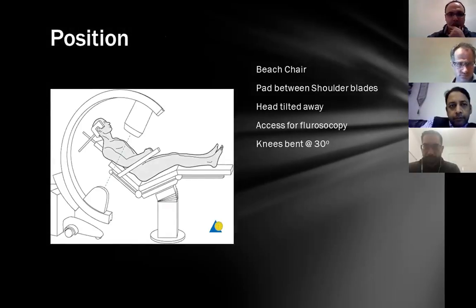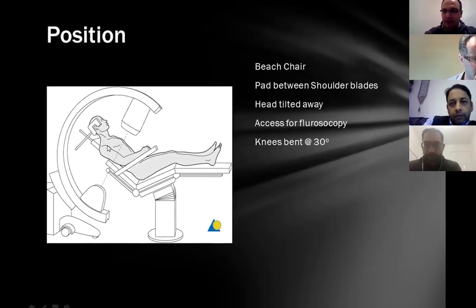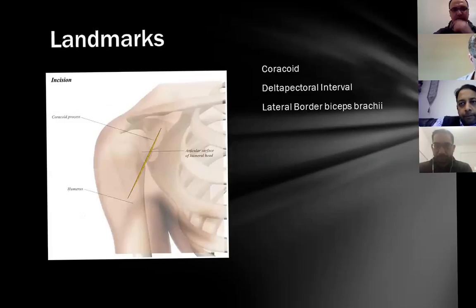So in terms of position, we have the classic beach chair position, as demonstrated here. Thank you to the AO, I've used some of their pictures. Pad between the shoulder blades, head tilted away, and access for fluoroscopy. Also knees bent to stop the patient slipping down, and making sure they're secured. This position is more for an anterior humerus or mid-humerus, but some surgeons will come from the other side with the fluoroscopy. So it just means that you're thinking about it from a trauma point of view. So it's worth mentioning.